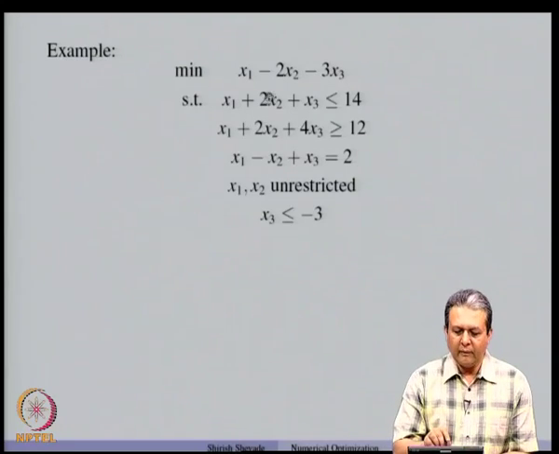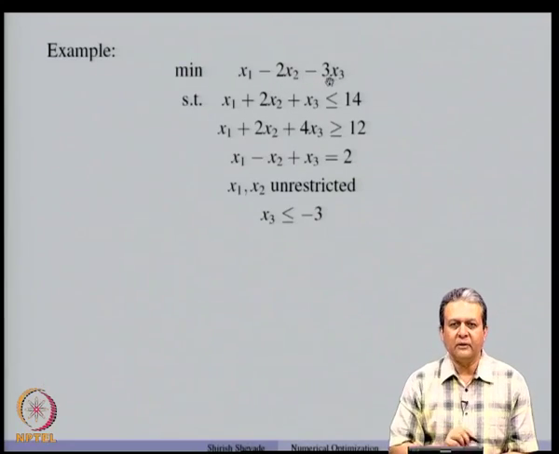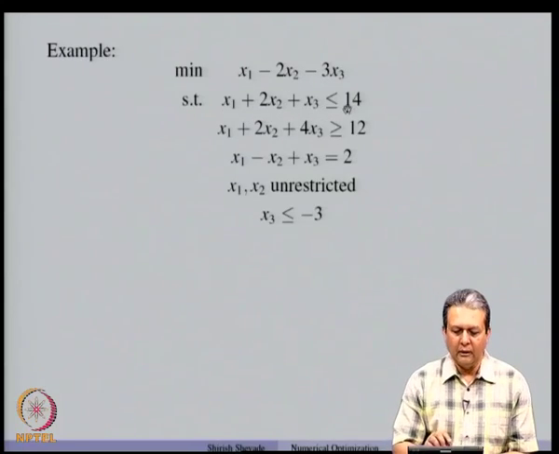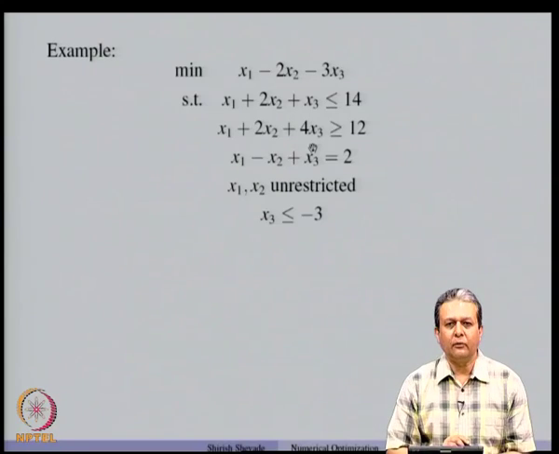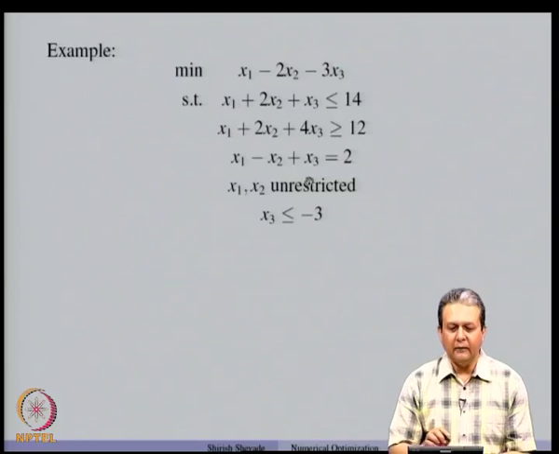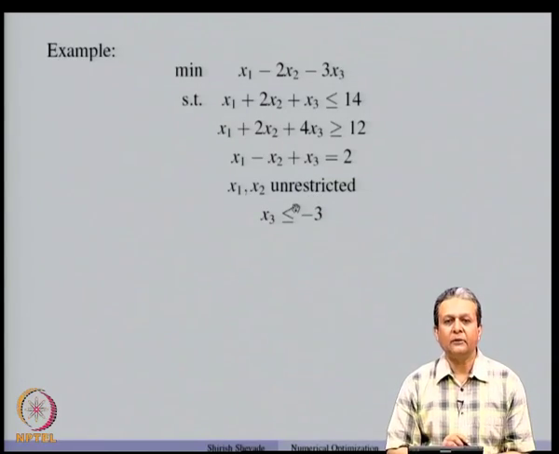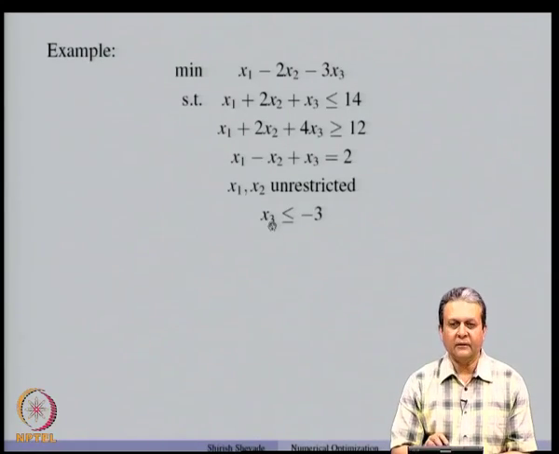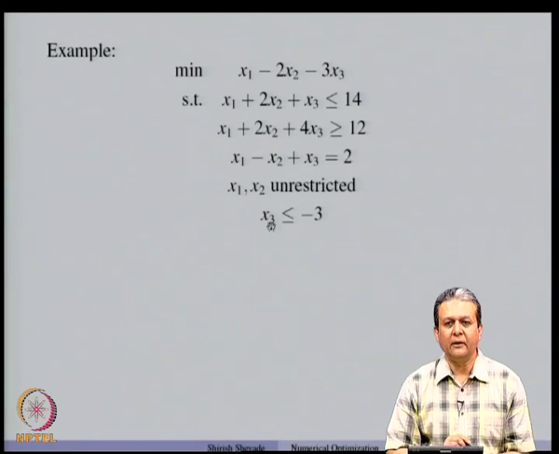Let us consider the problem to minimize x1 minus 2 x2 minus 3 x3 subject to x1 plus 2 x2 plus x3 less than or equal to 14, x1 plus 2 x2 plus 4 x3 greater than or equal to 12, x1 minus x2 plus x3 equal to 2, and x1 and x2 are unrestricted, which means that x1 and x2 can be any real numbers, and x3 is less than or equal to minus 3. Now, given this program, suppose we want to convert it to a linear program in standard form.